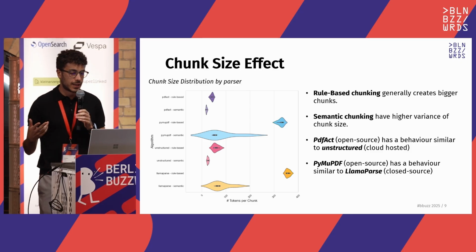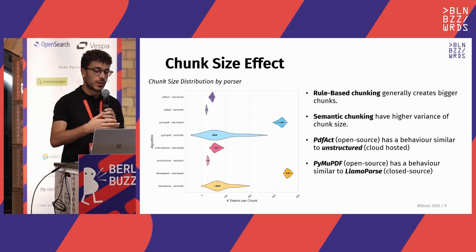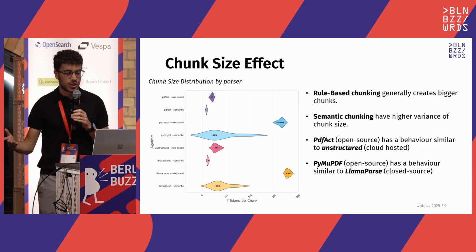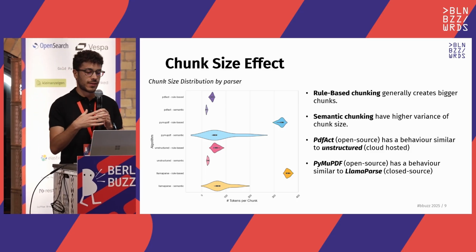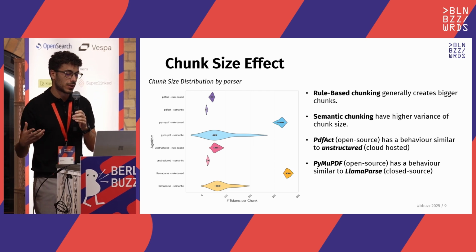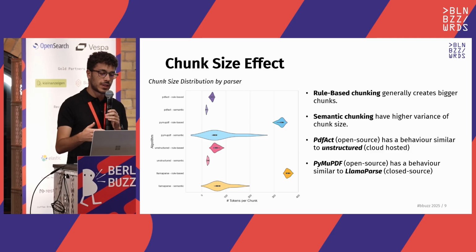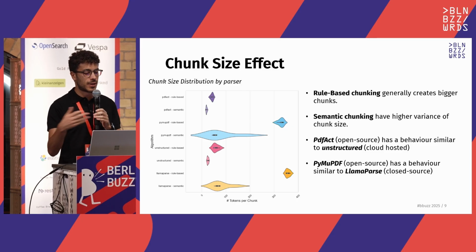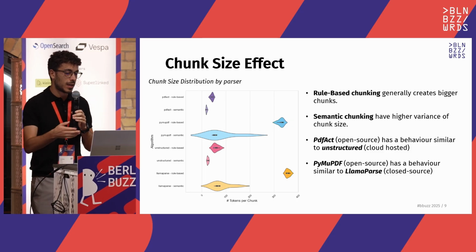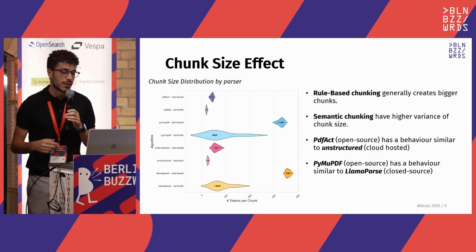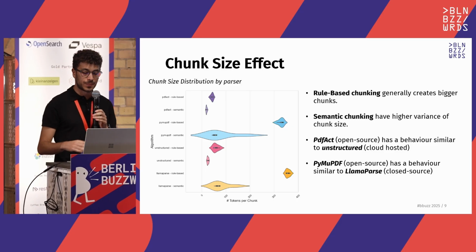And here we can see that rule-based chunking methods generally create more regular and bigger chunks, while semantic chunking has a higher variability in terms of number of tokens. And it's also interesting that there is some convergence in behavior between different architectures and licenses, because we saw that PDFAct has a very similar behavior to unstructured, and likewise PyMuPDF to LlamaParse.